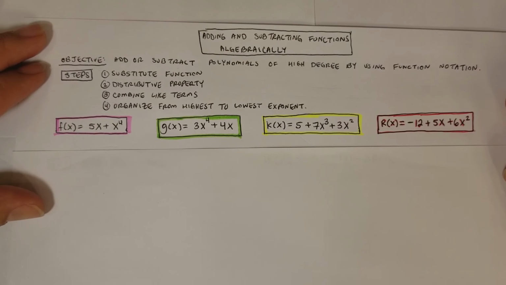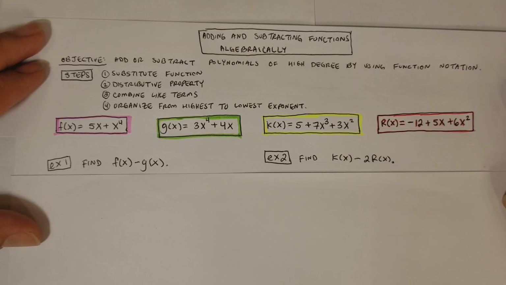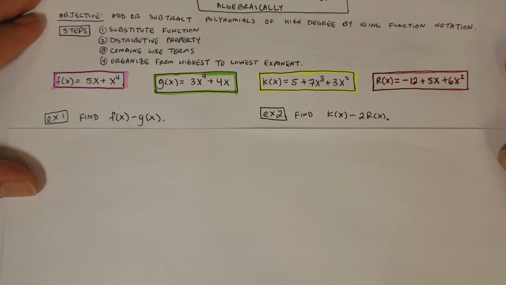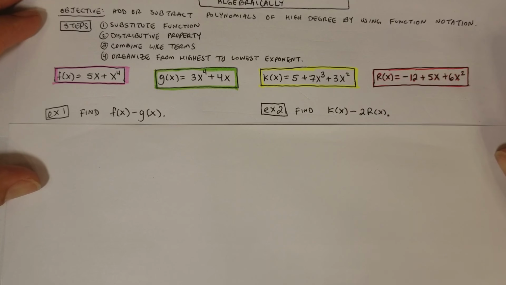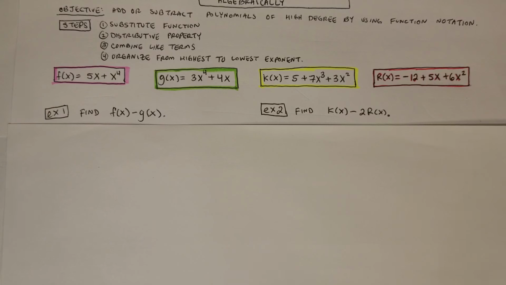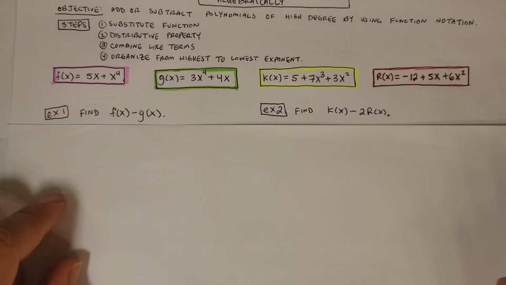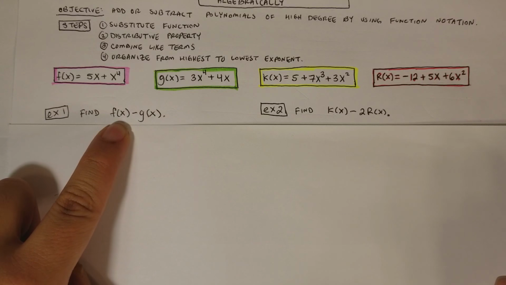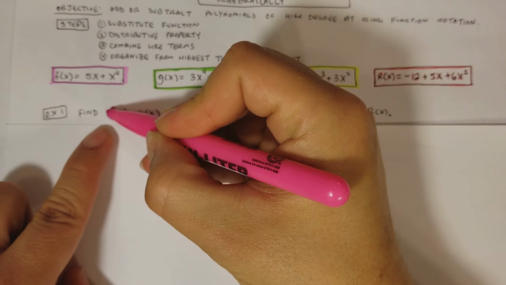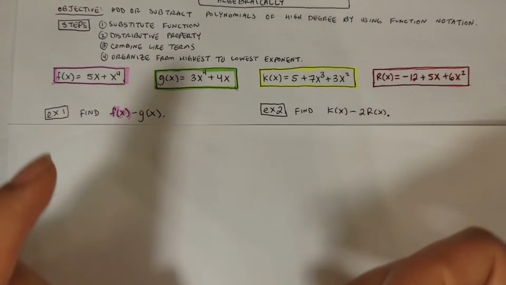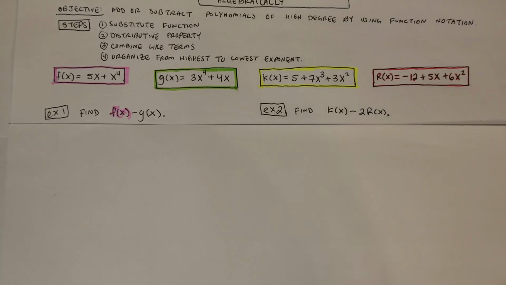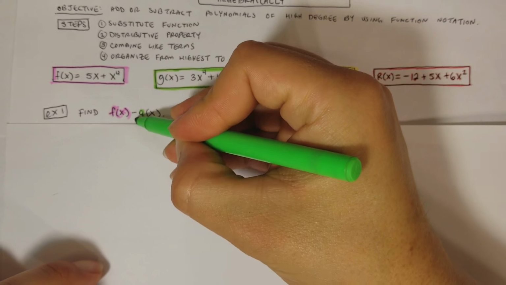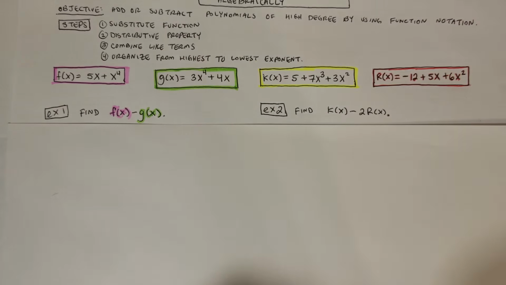Okay, now using those 4 functions, we're going to have 2 examples. Example number 1 is going to tell us that we have to find f of x minus g of x. Example number 2 is going to tell us you need to find k of x minus 2 times r of x. Now there's a reason why I color-coded this for you guys, so you can understand where I'm getting these numbers from. So the first one says we have to find f of x minus g of x. Well, that means that we're going to be substituting the value of f of x into this formula and then subtract the value of the function g of x and then follow the steps accordingly.